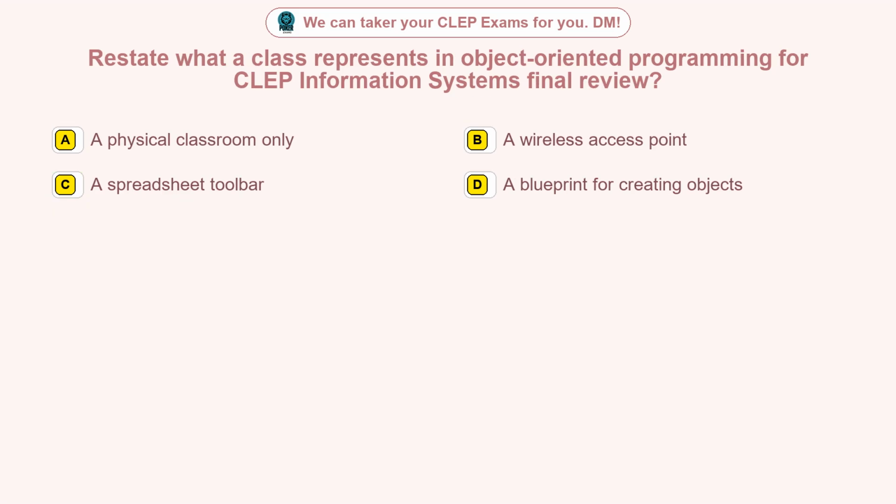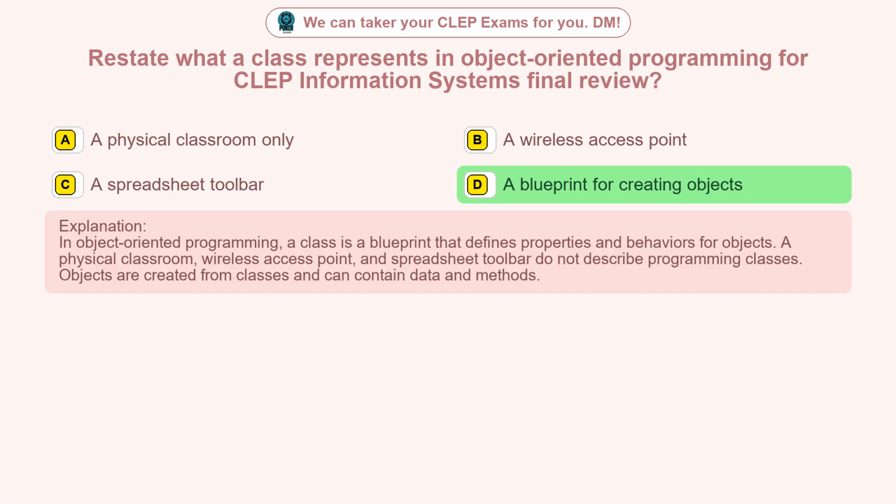Question 91. Restate what a class represents in object-oriented programming for CLEP Information Systems final review. Option A. A physical classroom only. Option B. A wireless access point. Option C. A spreadsheet toolbar. Option D. A blueprint for creating objects. The correct answer is option D. A blueprint for creating objects.